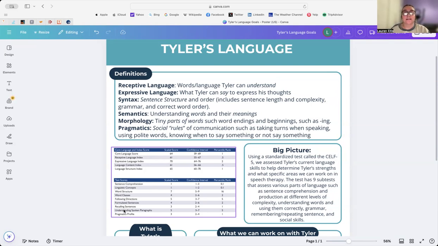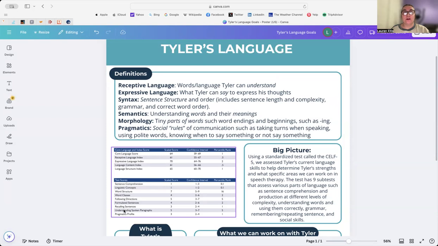And also what sentences he can produce, what level of sentence he can produce. Is it simple? Does it have more conjunctions in it to make it a compound sentence? Things like that. It helps assess his understanding of words and if he's using them correctly when he makes his own sentences, or if there are certain words or word types that he's struggling with that make his comprehension of spoken language harder and more difficult for him.